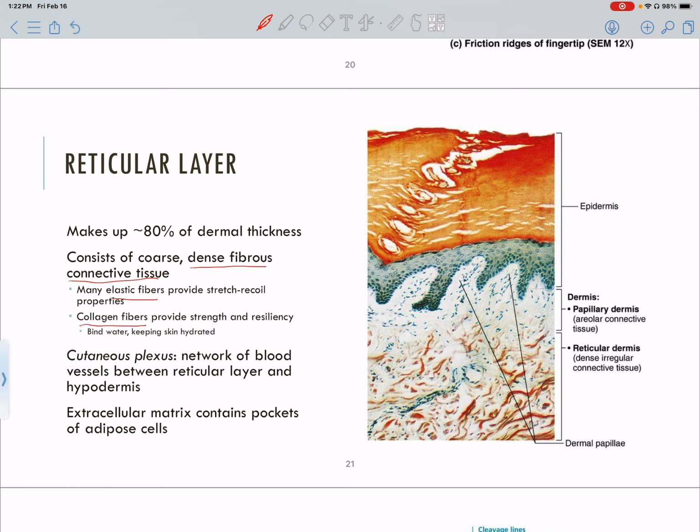And if you remember from your fibers, from the tissue chapter, these are your strongest fibers that we have. So it's going to help provide some strength and resiliency to our skin, as well as its ability to bind water to keep our skin hydrated. It also has a cutaneous plexus within it, and all that is just a network of blood vessels lying between your hypodermis and your reticular layer. You might also see some small areas of adipose tissue or adipose cells, but these are not predominant in this layer by any means.